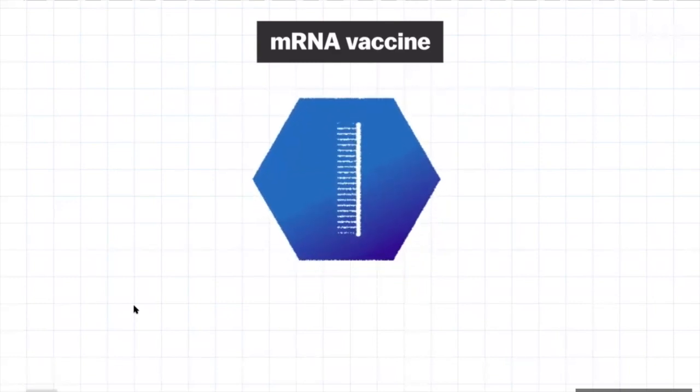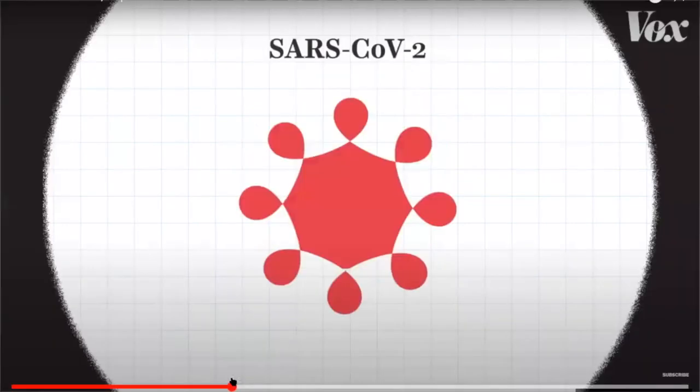But the main drawback with an mRNA vaccine is that mRNA breaks down very easily. It has to be delivered inside a protective fatty barrier of the SARS-CoV-2 virus.